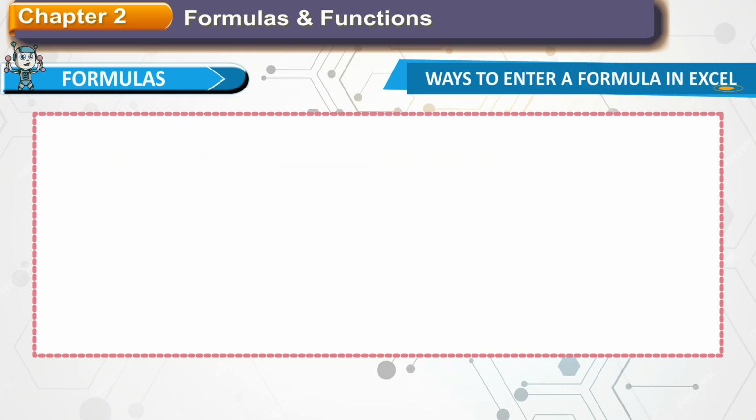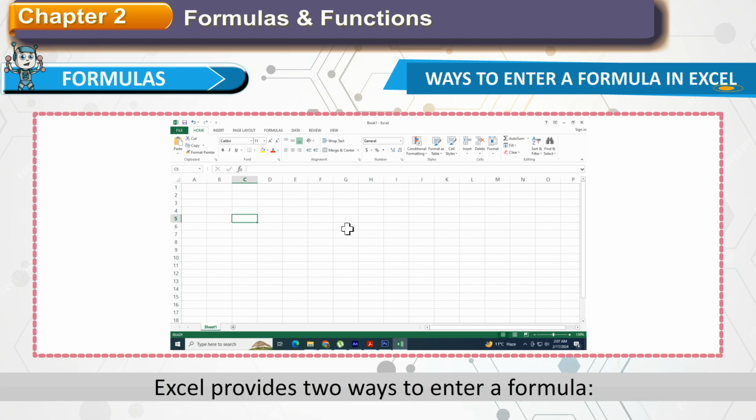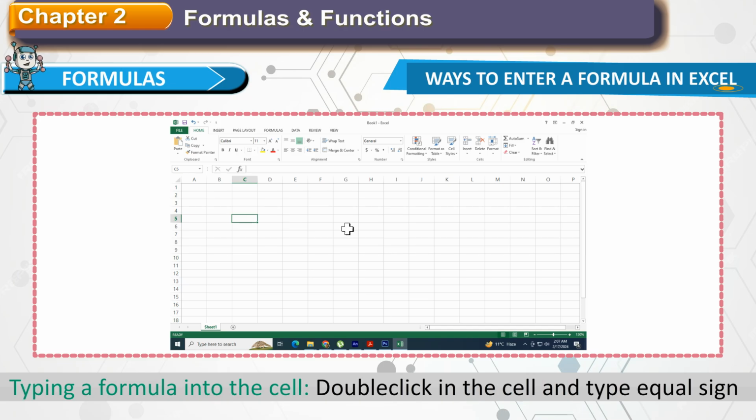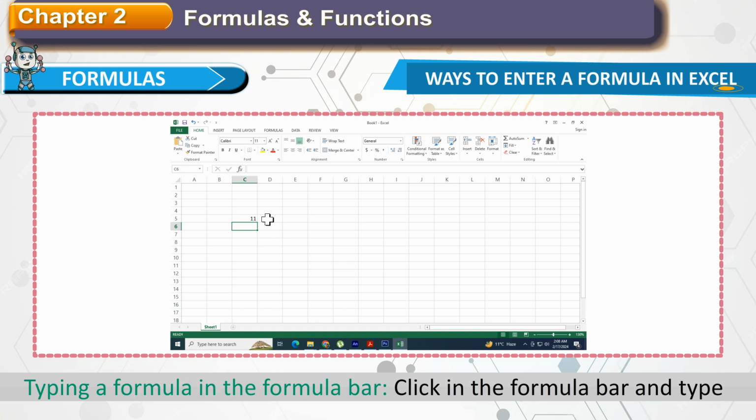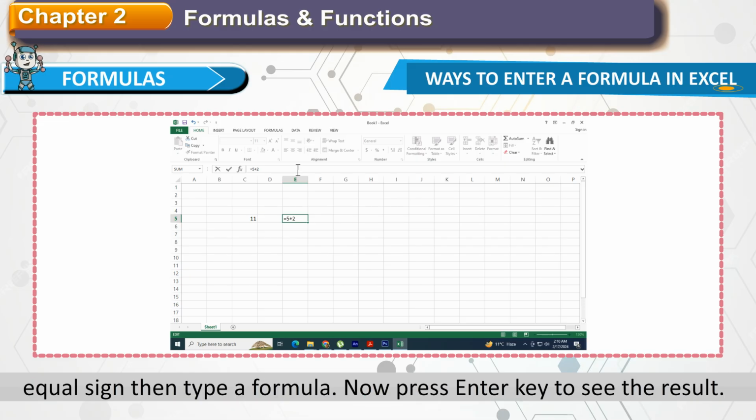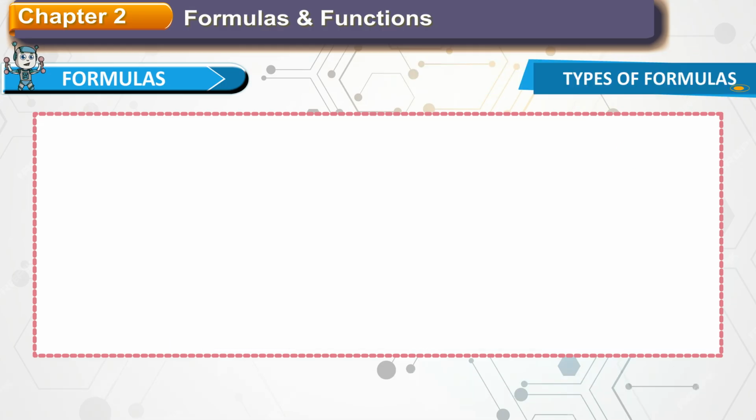Ways to enter a formula in Excel. Excel provides 2 ways to enter a formula. Typing a formula into the cell: double-click in the cell and type an equal sign, then type a formula. Now press the Enter key to see the result. Typing a formula in the formula bar: click in the formula bar and type an equal sign, then type a formula. Now press the Enter key to see the result.